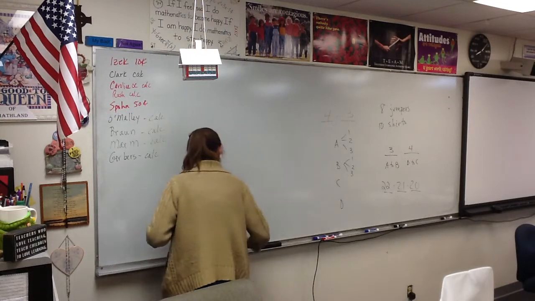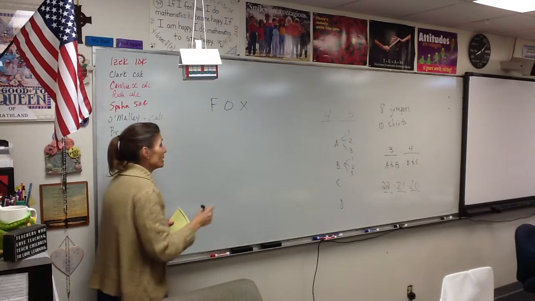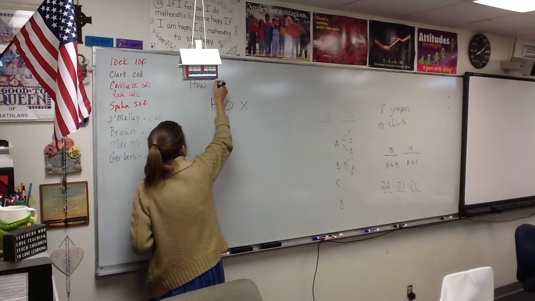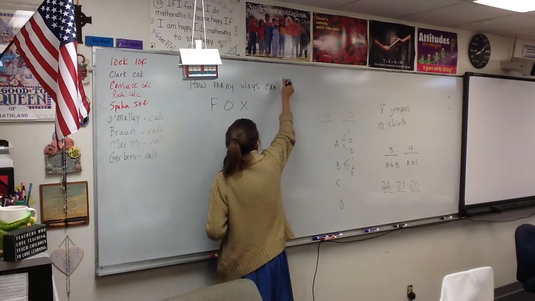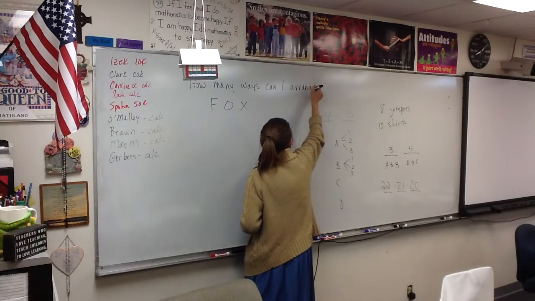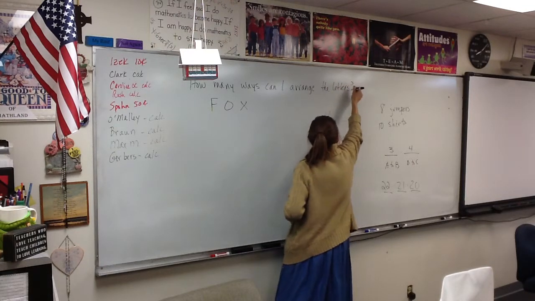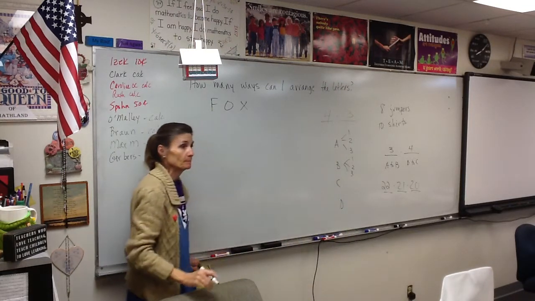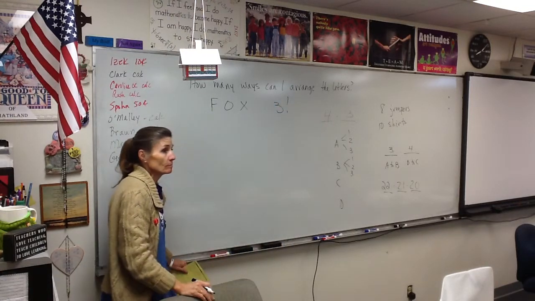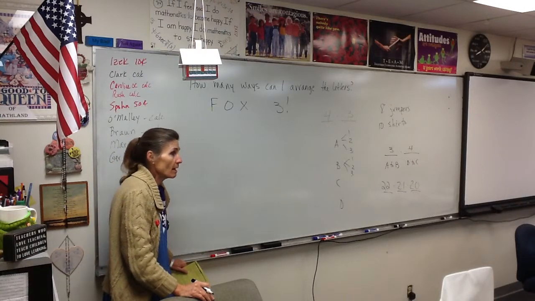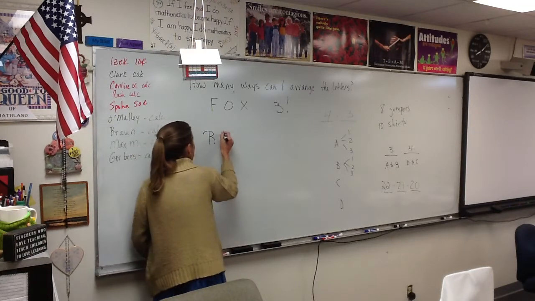Let's take the word fox. How many ways can I arrange the letters in the word fox? What do you think? Bingo, 3 factorial. How many letters are there? 3, we're arranging them in a row, right? How many ways can you arrange 3 letters? 3 factorial, perfect. What about the word rain?